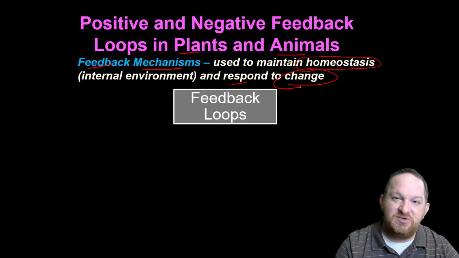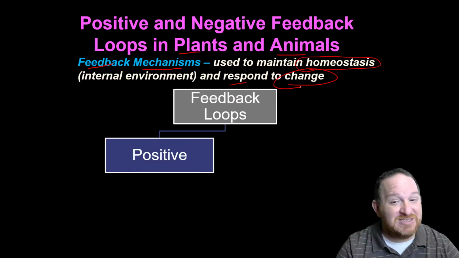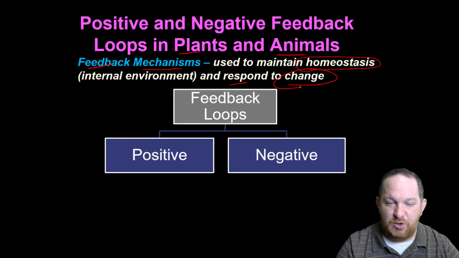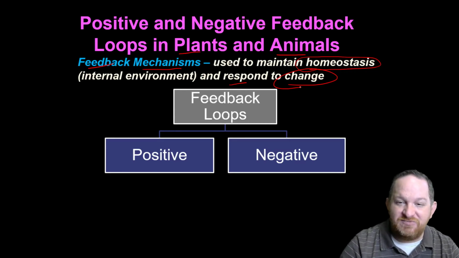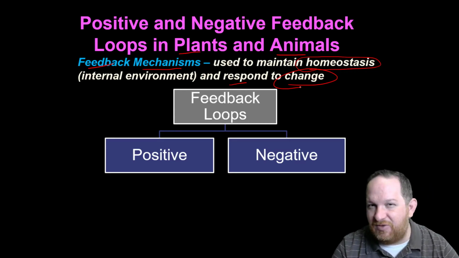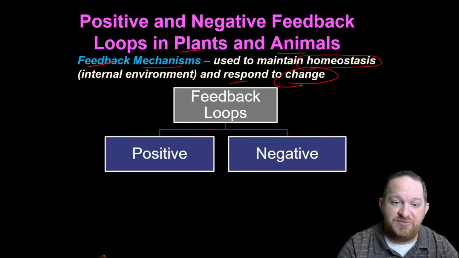So we want to talk in this video about two different loops. So I'm going to talk first about positive feedback loops, and then we'll talk about negative feedback loops. So let me give you a quick example of a positive loop, and then a quick example of a negative loop, and then throughout the video I'll give you several more detailed examples.